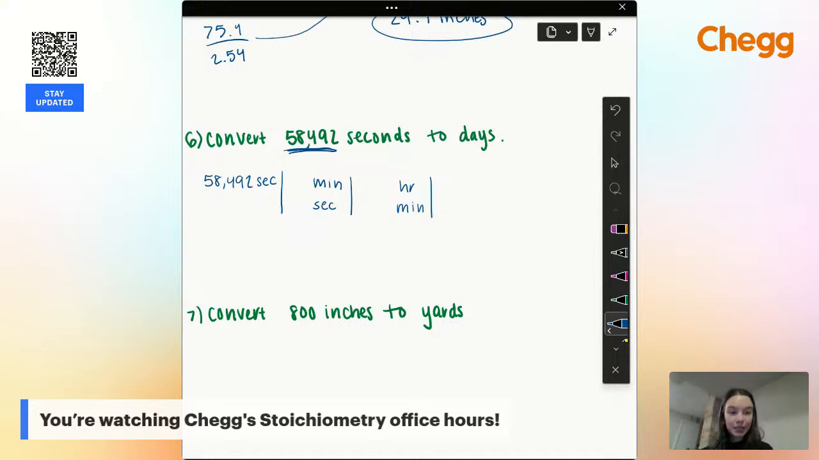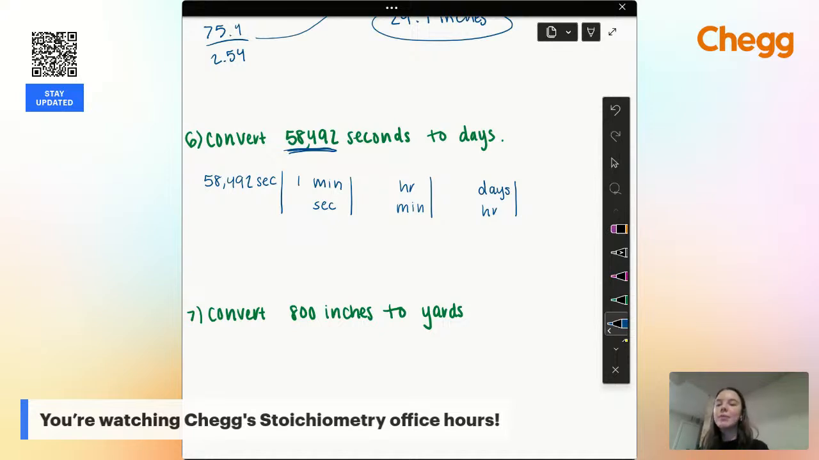Put it on minutes on the bottom so I can cancel out minutes on the top. And then hours to days. Hours are on the bottom so I can cancel out the hours on the top. Now I'm just going to fill in those conversions. If you know any of them, feel free to comment them so that you can check your learning.